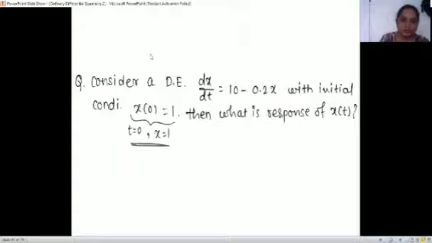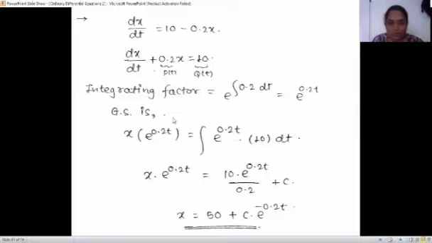Next question. Consider a differential equation dx/dt is equal to 10 minus 0.2x with initial condition x of 0 is equal to 1. Then what is the response of x of t? x of 0 is 1, that meaning is given to you, that is at t is 0, x is equal to 1. That is the question.